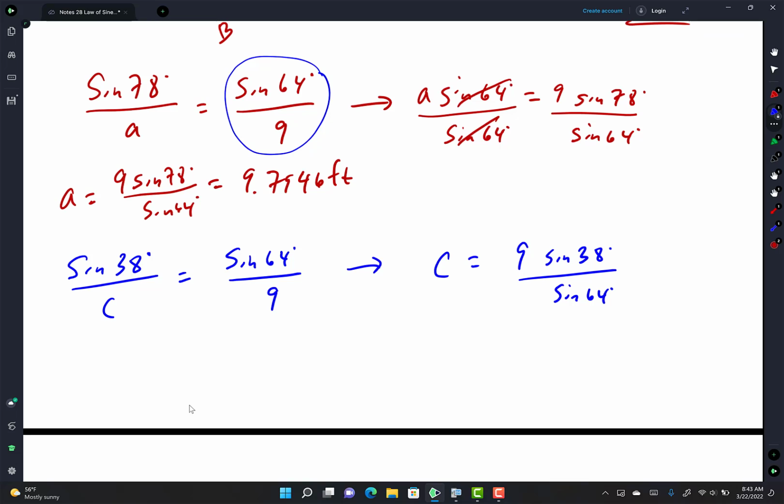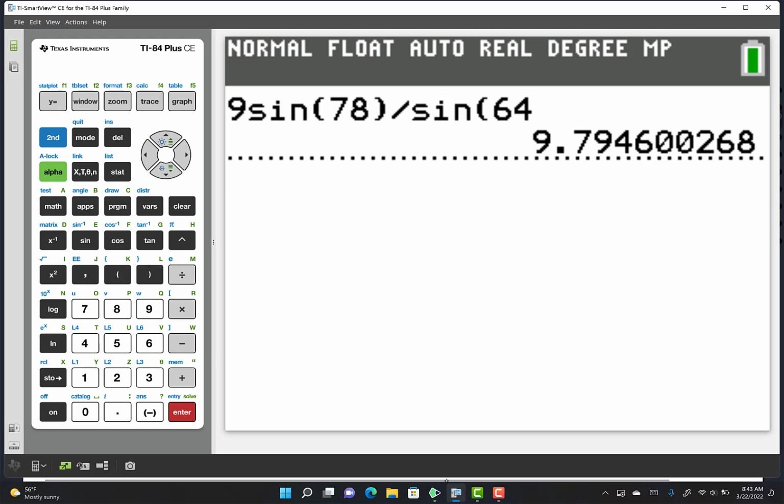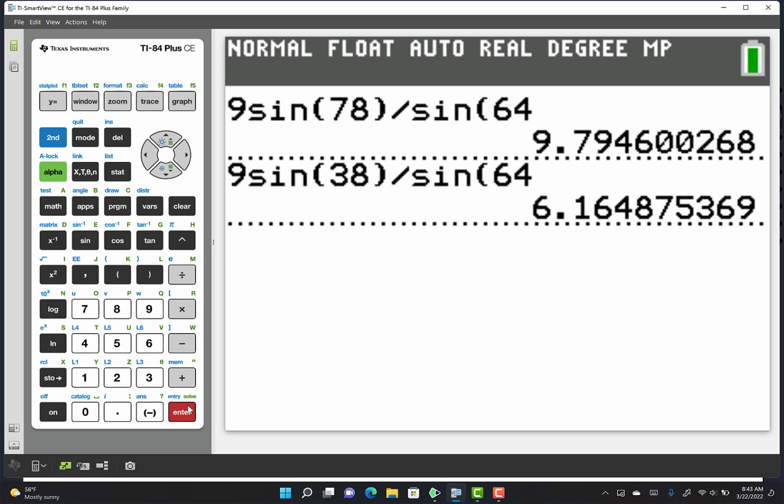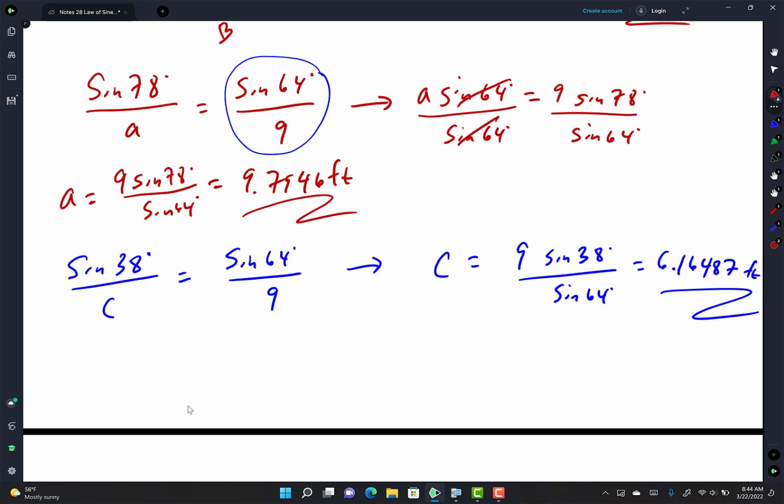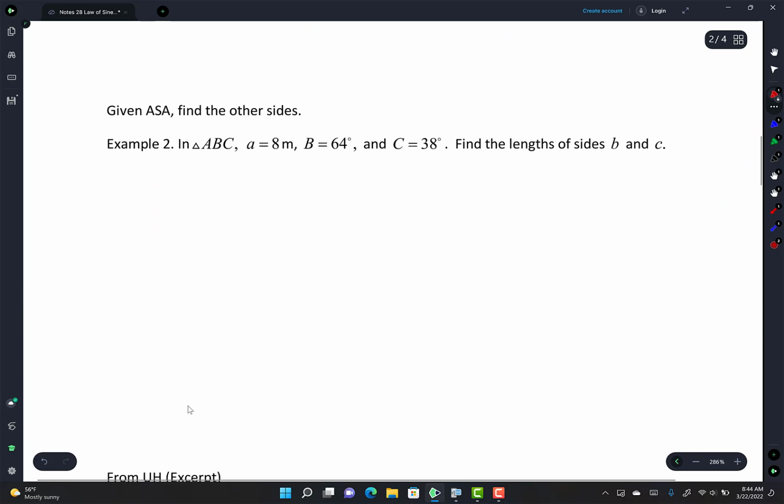See? You just type it. So we're just going to go 9 sine 38 divided by sine 64. And 6.16487 if it's truncated. 6.16487 feet. Or you can say 6. And there it is, guys. What do you guys think? Pretty simple, right? All right, so see if you guys can do example 2 faster than me.